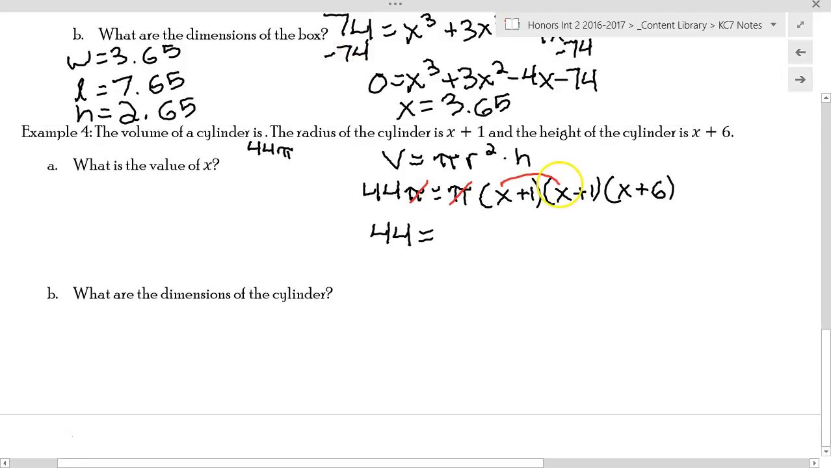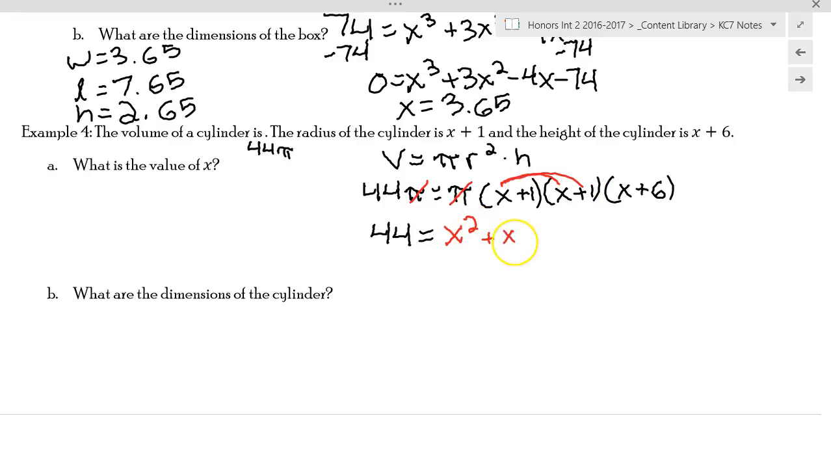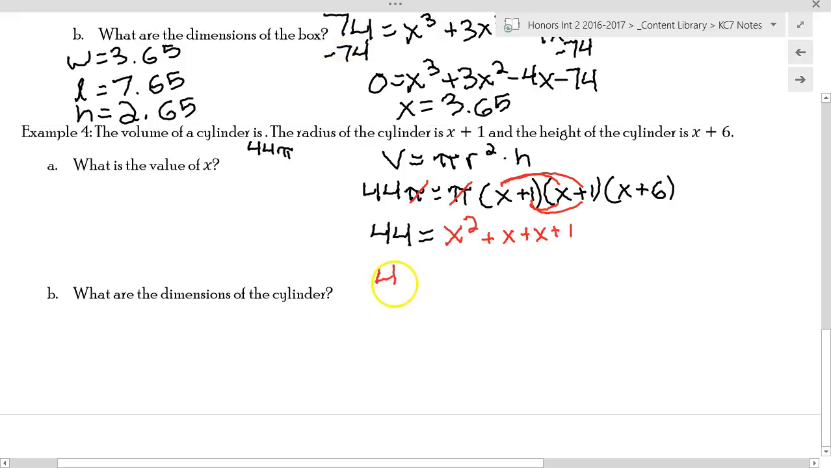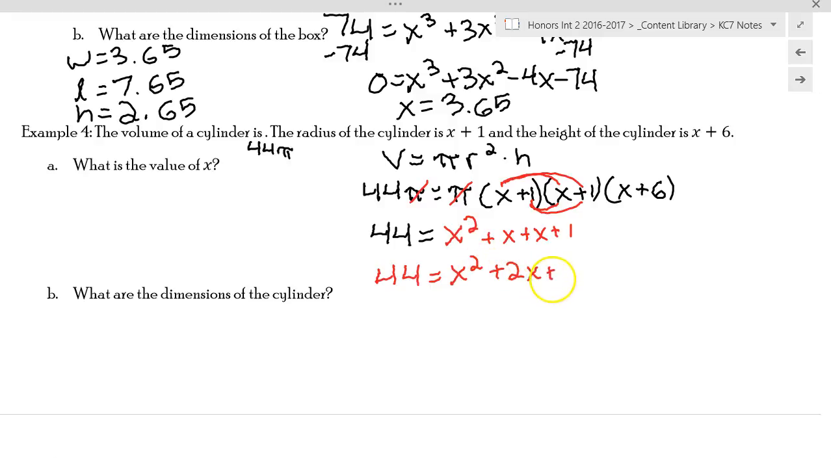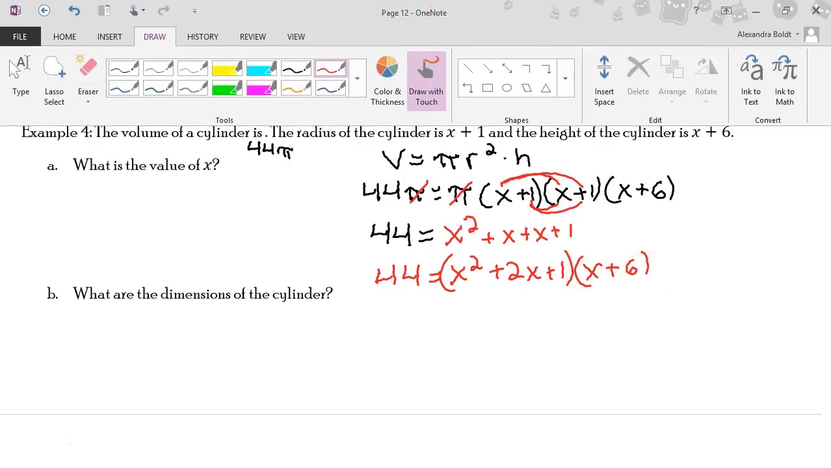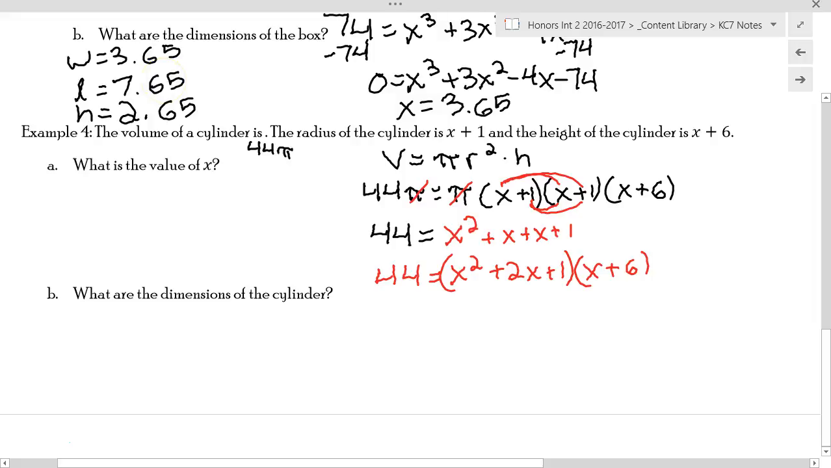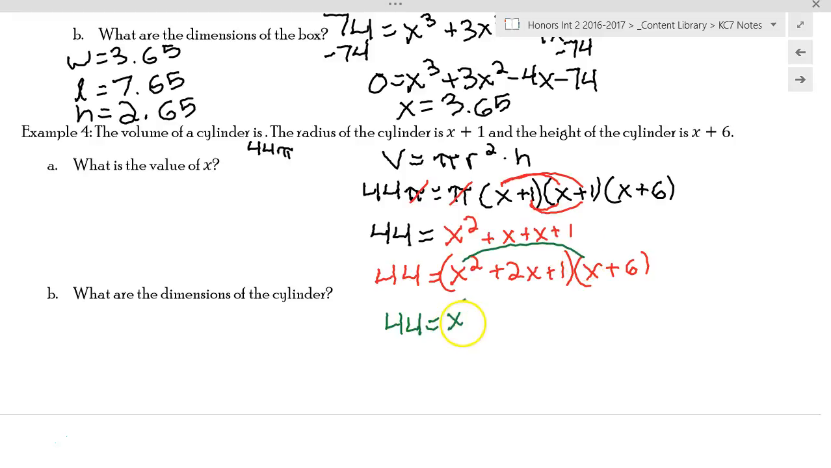So 44 equals, I have to start by distributing. So x times x is x squared. X times 1 is x. 1 times x is x. 1 times 1 is 1. If I simplify that, right, combine like terms, 44 equals x squared plus 2x plus 1. And I have to add the x plus 6 in.